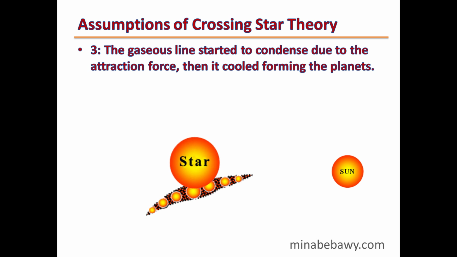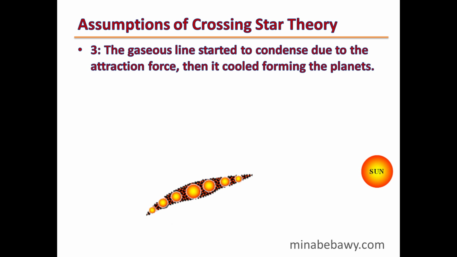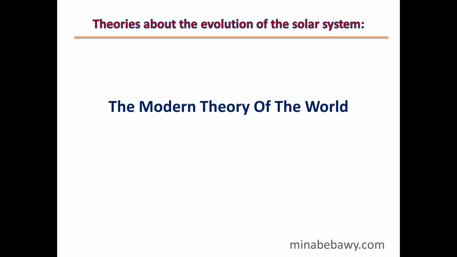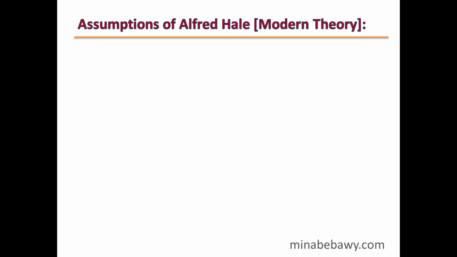A gaseous line started to condense due to the attraction force, then it cooled, forming the planets. The third theory is the modern theory about the world. Alfred Hale, 1944. Assumptions of Alfred Hale theory.